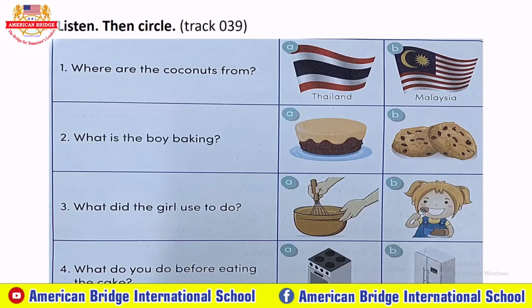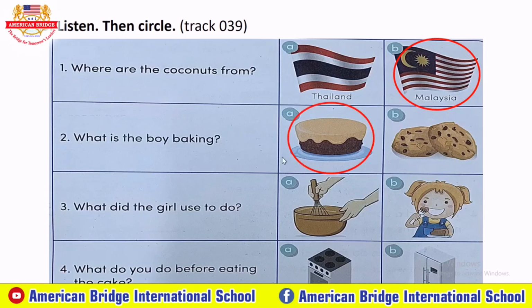All right, everyone. So now let's check out our answers together. Number 1, where are the coconuts from? So the coconuts are from Thailand or Malaysia? So it's from Malaysia. Okay, good. Number 2, what is the boy baking? Is it cookie or is it pie? A or B? So the boy is baking pie, right?